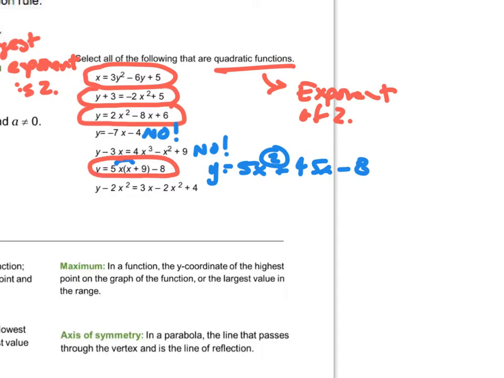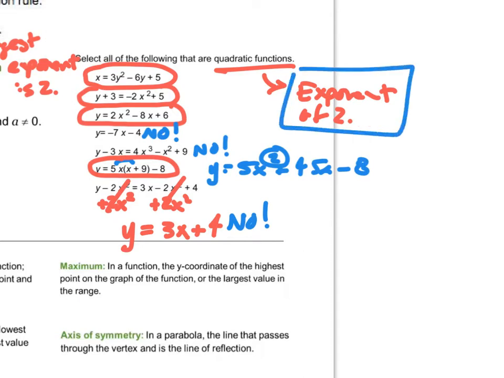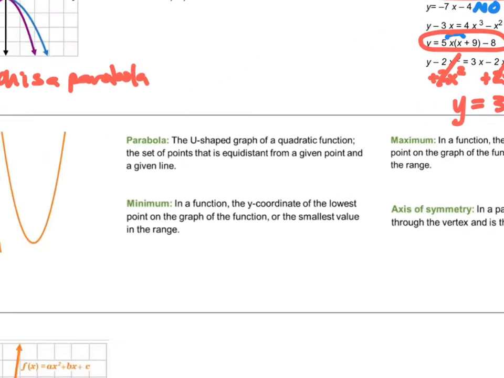Over here on the bottom one, it looks like it is, but what I want to do is add 2x squared to both sides. These cancel out, and these also cancel out, so you end up getting y equals 3x plus 4, which is a linear function, so no. So we are looking for something with an exponent of 2, bottom line. All right, we have some vocabulary that we need to go through.